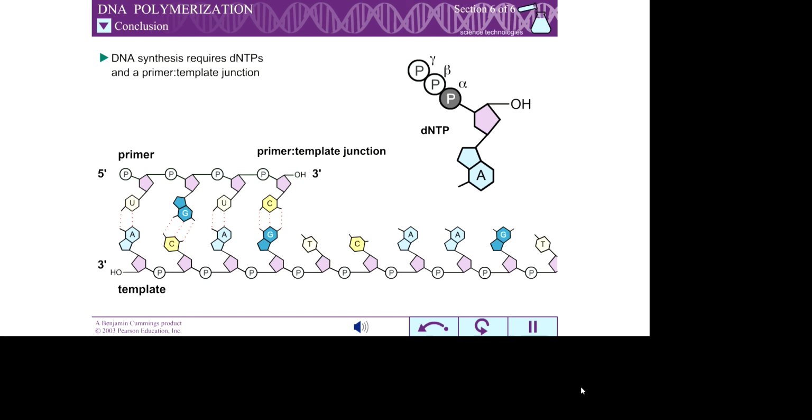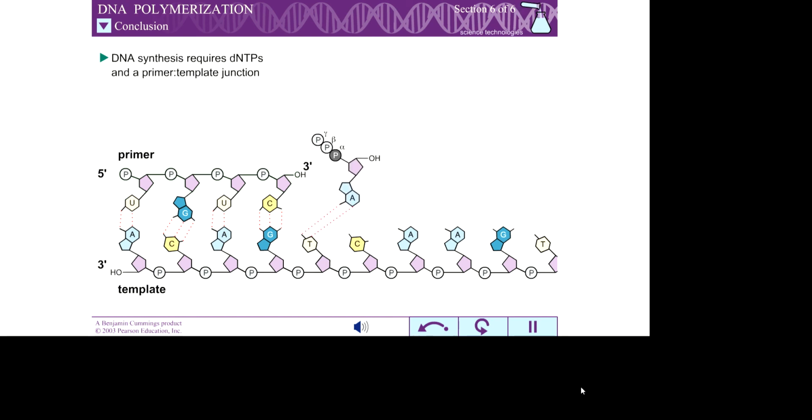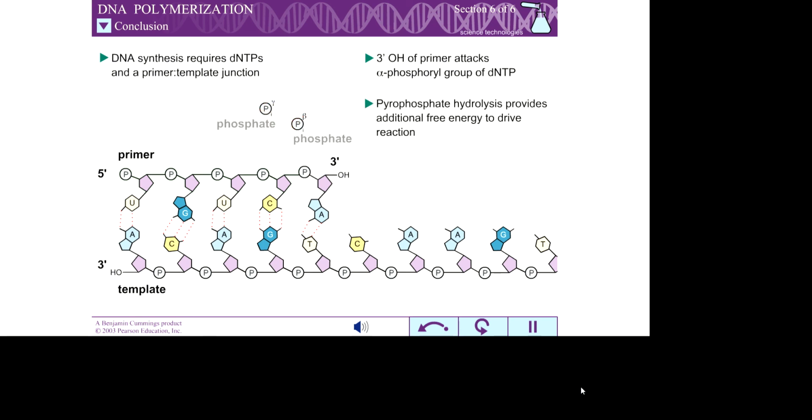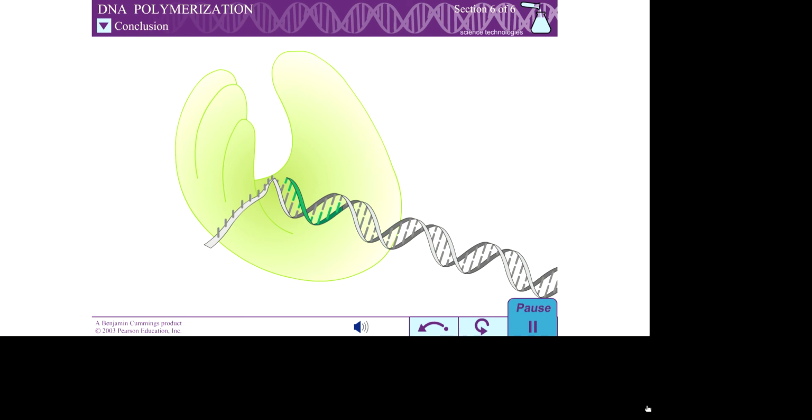DNA synthesis requires deoxynucleoside triphosphates and a primer-template junction. The 3' hydroxyl of the primer strand attacks the alpha phosphoryl group of the incoming DNTP. Additional free energy is provided by the rapid hydrolysis of the pyrophosphate leaving group. The main enzyme of DNA synthesis is DNA polymerase.